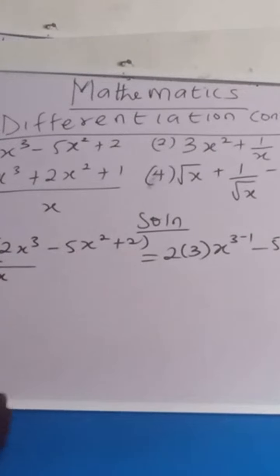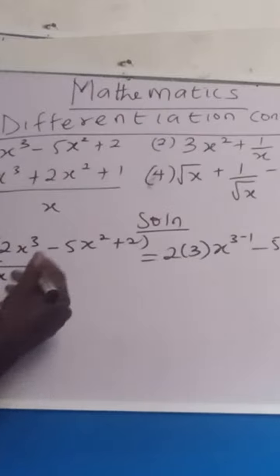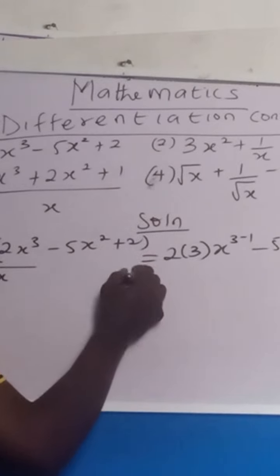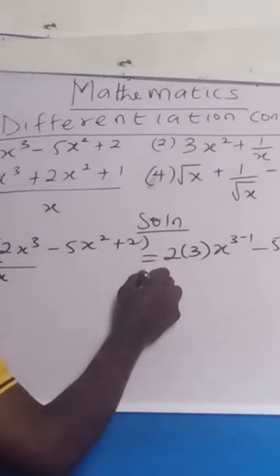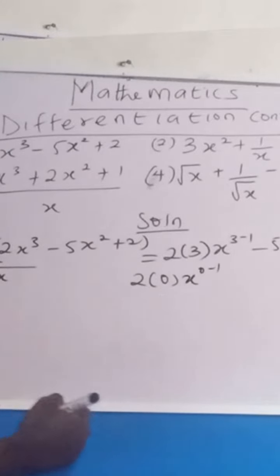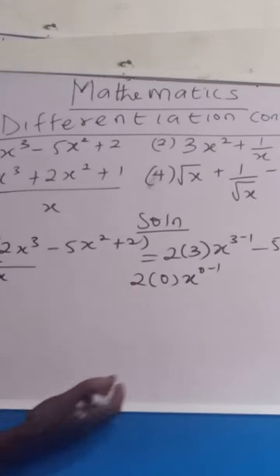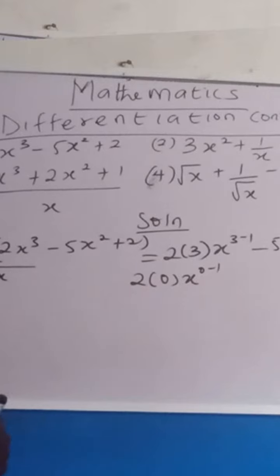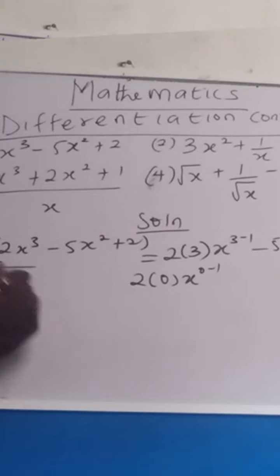Whenever I differentiate the constant, I'm going to get what? 0. Of course, this means 2 times 0 times x^(0 minus 1). Of course, 0 times 2 is 0, times x is 0. So there's no need. That's why they say if I differentiate a constant, I'm going to get 0. I believe that's clear now.